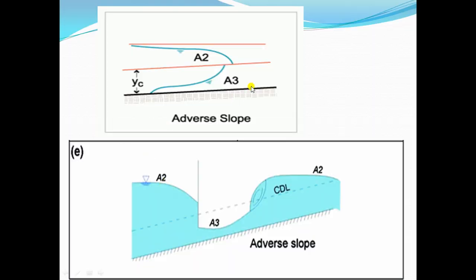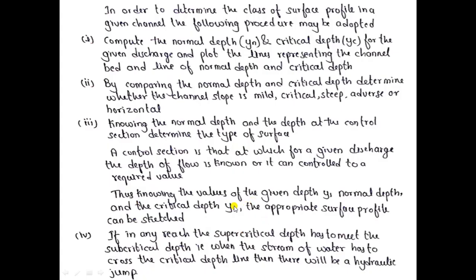So, this is the diagram. Here you can see, on the upstream side, A2 curve is more or less horizontal, and on the downstream side it is meeting the critical depth line normally, and A3 curve is meeting both the channel bottom as well as the critical depth line normally, and this is the practical case.